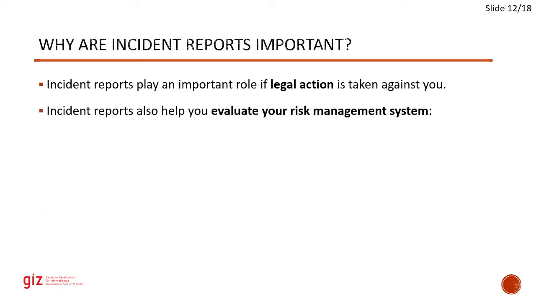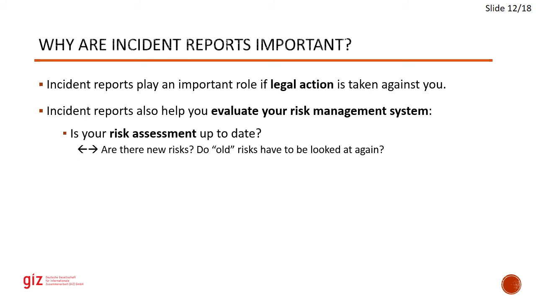Incident reports also help you evaluate your risk management system. When you read an incident report, you can see whether your risk management system is effective or if it needs to be improved. When an incident occurs, you can ask, is your risk assessment up to date? Does the accident mean that there are new risks in your tours? Do old risks have to be looked at again? After reading an incident report, you may consider to update your risk assessment.